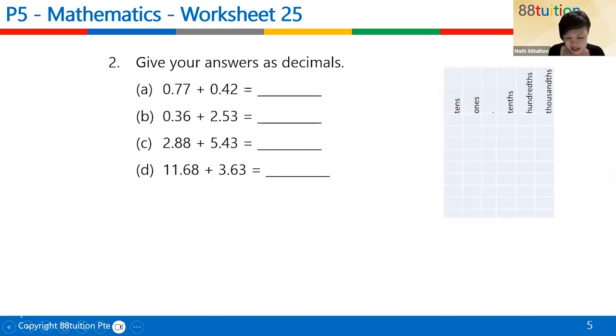Give your answers as decimal. So yeah, this one is simple because there is no holding place. All right. So those who have done up, can you type your answer here for 2A?